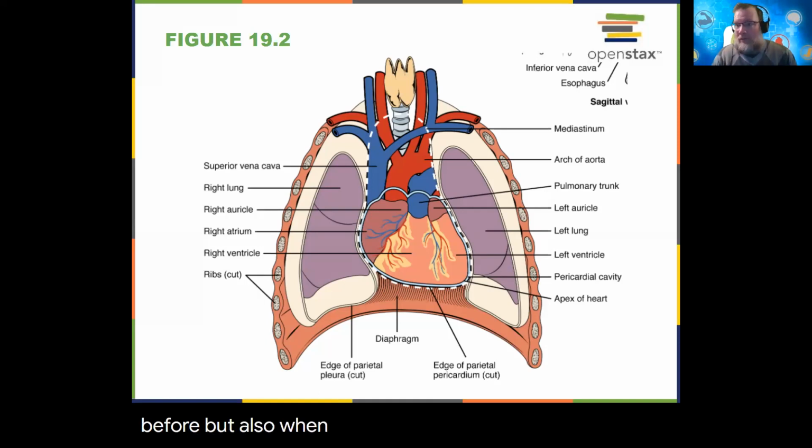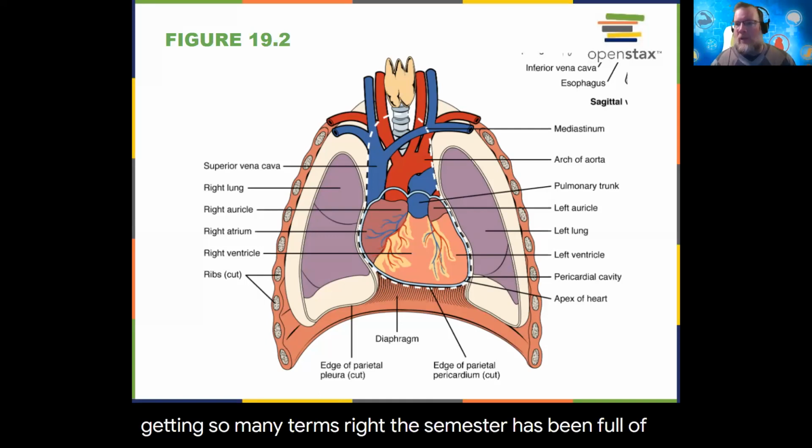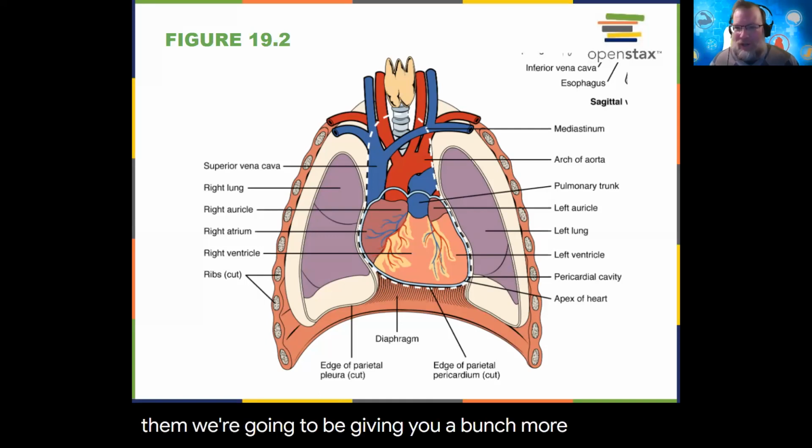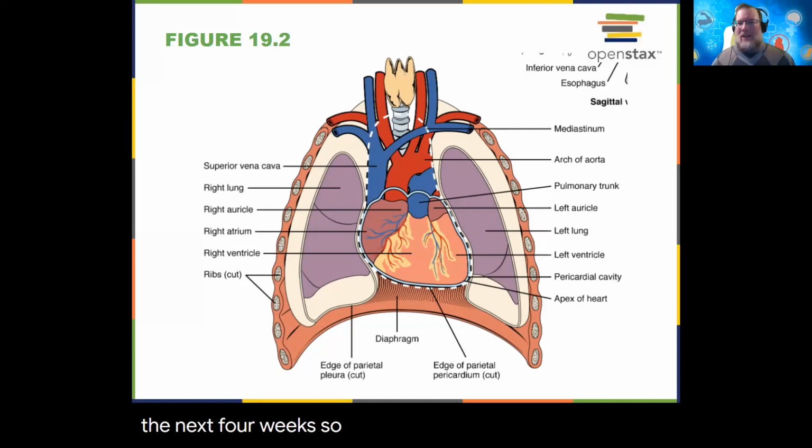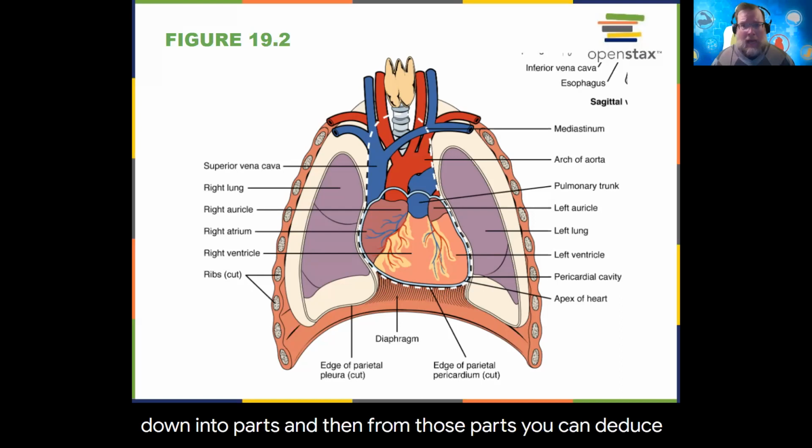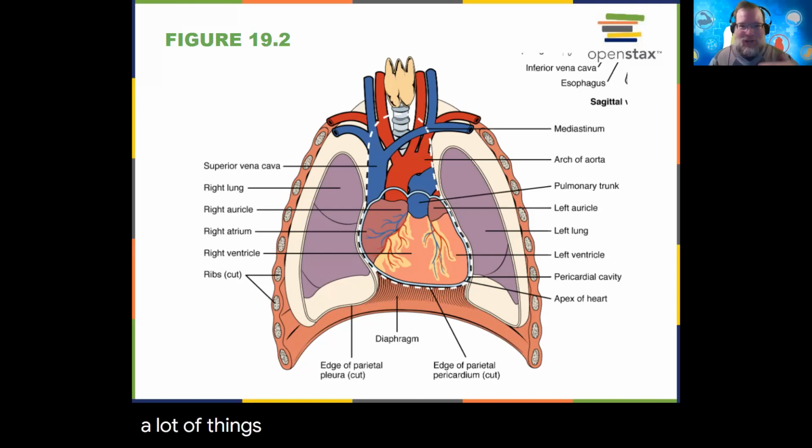But also when you are faced with a term, you're getting so many terms, right? The semester's been full of them. We're going to be giving you a bunch more here over the next 4 weeks. So again, don't forget that it's important to see more than just the word and the letters, but seeing the bigger picture of being able to break the word down into parts. And then from those parts, you can deduce a lot of things regarding the structure. So mediastinum is another example of that.